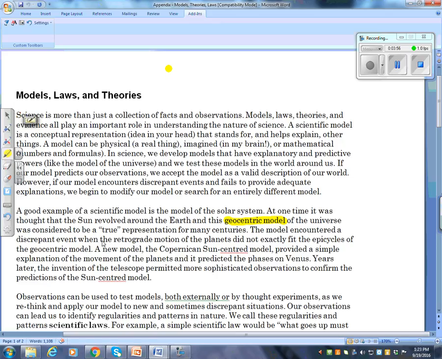The model encountered a discrepant event when the retrograde motion of the planets did not exactly fit the epicycles of the geocentric model. Suddenly, I stopped speaking English. Let me explain. Retrograde motion is when you go backwards. If I walk like this all the time, it'd be kind of funny, wouldn't it? The retrograde motion is when I go backwards every once in a while.